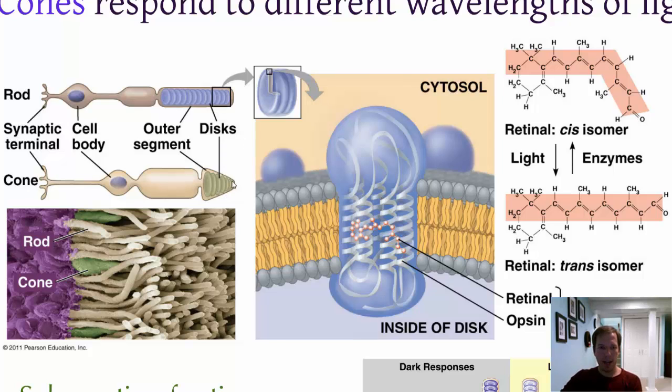Within those discs that you see in both of those photoreceptors are going to be proteins. The most important protein that you should know as an example of a photoreceptor is called rhodopsin. And rhodopsin is going to be a protein that will physically change shape when exposed to a particular wavelength of light, depending again on what type of protein it is. So those proteins change shape when responding to light.